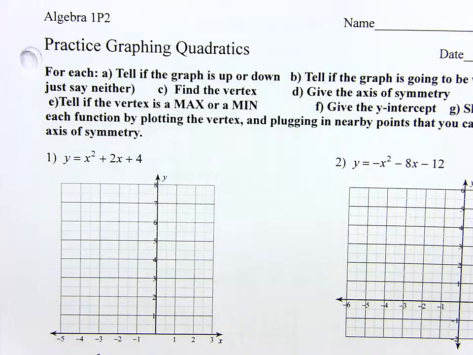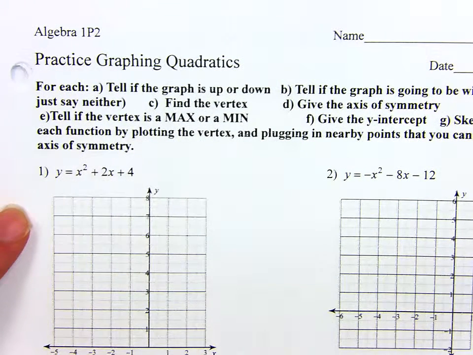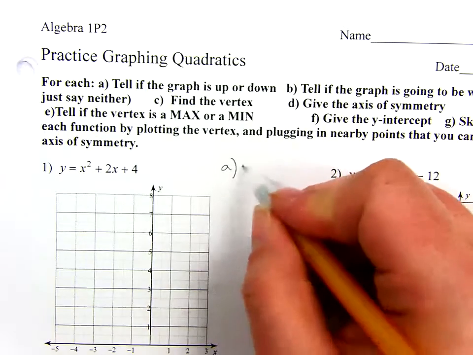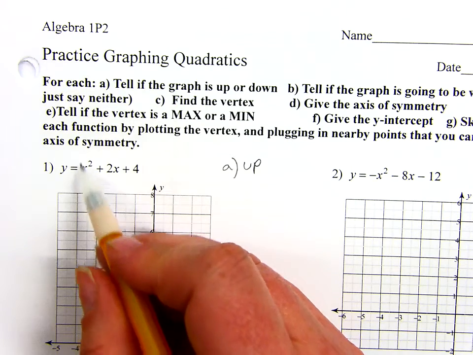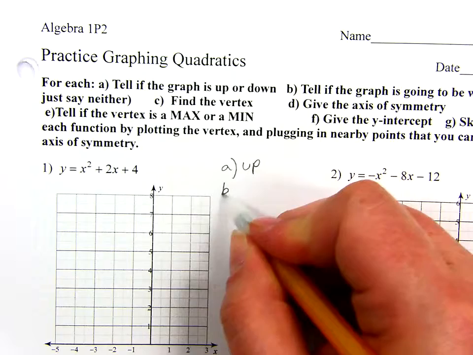Okay, we are still graphing quadratics, but this time we have to answer all of these questions. So for number one, for part A, it says tell whether the graph is up or down. Will this be up like a cup or down like a frown? Up. And we know that because the value of the number in front of here is positive, so it's up like a cup. If it was negative, it would be down like a frown.